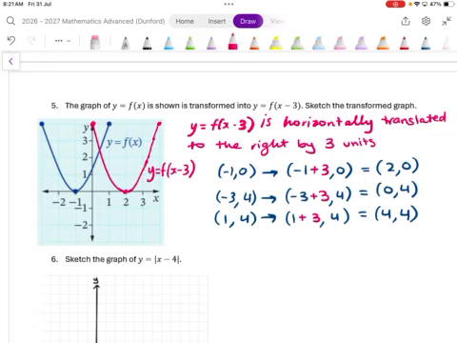Does that make sense on how to do that? Yeah, so we're looking at the key points that we were given. So we were given the points (-1, 0), (-3, 4), and (1, 4).